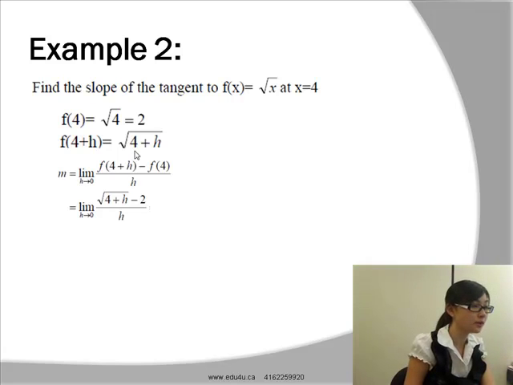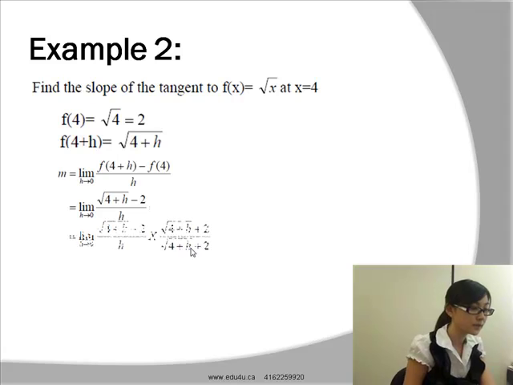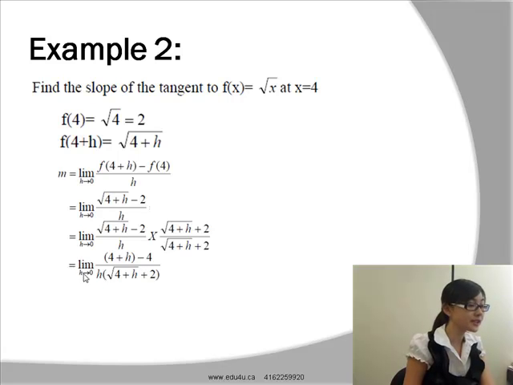We know that f of 4 plus h is equal to the root of 4 plus h, and f of 4 will be equal to 2. We times it by its conjugate. And that will give us the limit as h approaches 0 of 4 plus h minus 4, divided by h times, in brackets, root of 4 plus h plus 2.